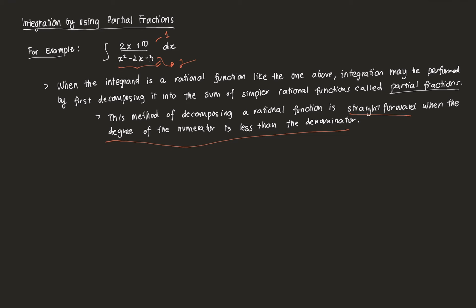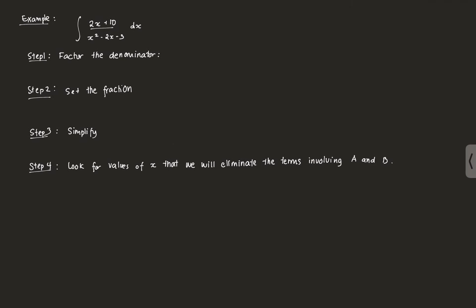Say we have an example. Let's use this one: 2x plus 10 over x squared minus 2x minus 3. We're going to follow a set of steps, and I hope you can follow along, and we're going to try to solve this integral here. The first step is to factor the denominator.